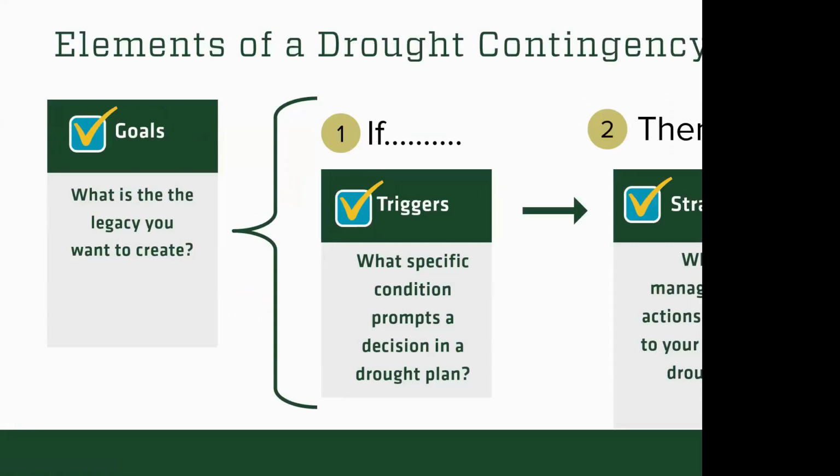So in the drought planning literature, of course, there are some other words associated with the if and the then. The if, I would say, is closely related to this idea of triggers, which are essentially decision points that prompt a specific decision within a drought plan. And then the then is associated with strategies. How do you implement management actions in response to that if, in order to reach your operational goals and to continue managing through the drought?